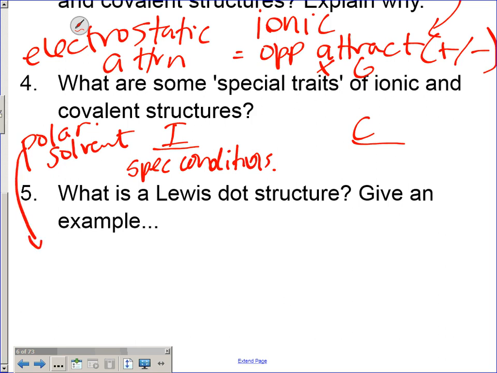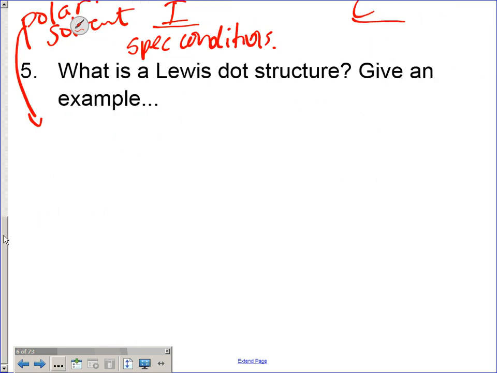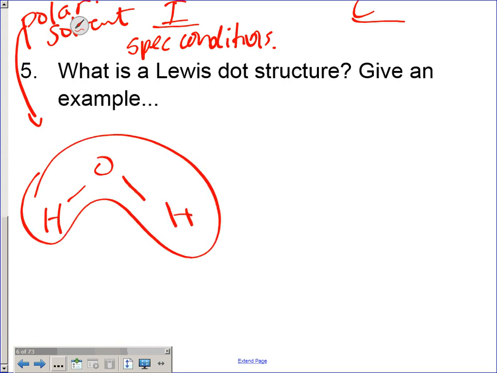Yes. Okay, so I'm going to draw that out for us. A polar solvent, an example of a polar solvent is water. All right, we're going to learn how to draw this today in a second, okay? So I'm going to tell you right now, this is water. This side up here is partially negative, and this side down here is partially positive.